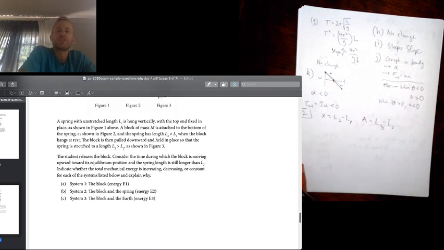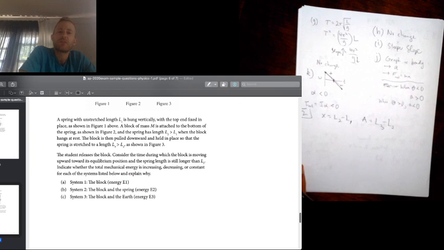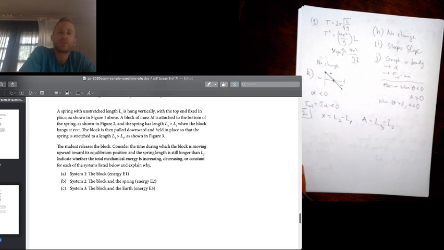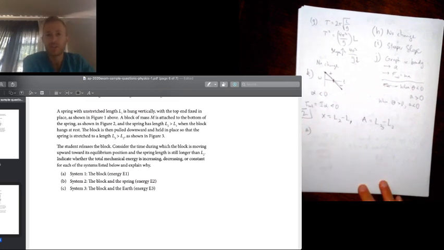The student releases the block. Consider the time during which the block is moving upward towards its equilibrium position and the spring length is still longer than L2. Indicate whether the total mechanical energy is increasing, decreasing, or constant for each of the systems listed below and explain why. So this is a good one because it talks about the definition of the system. What if the system is only the block?